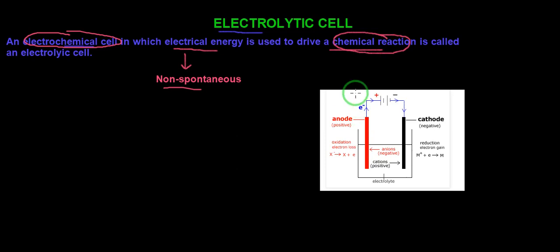Now basically there are three parts of an electrolytic cell. The first part is a vessel containing an electrolyte.